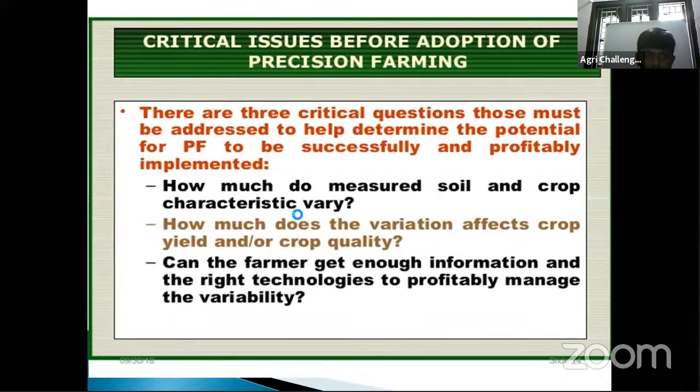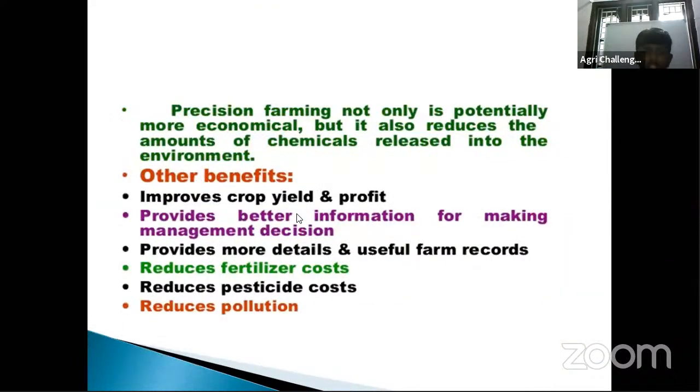Then, critically, up to now we have discussed what precision farming is, what the tools are, what the components are, what the steps are, and how we have to evolve. Now, critical issues. Are there some critical issues you have to consider before adoption of precision farming? Before we go for precision farming adoption, we have to analyze and question some aspects for suitability.